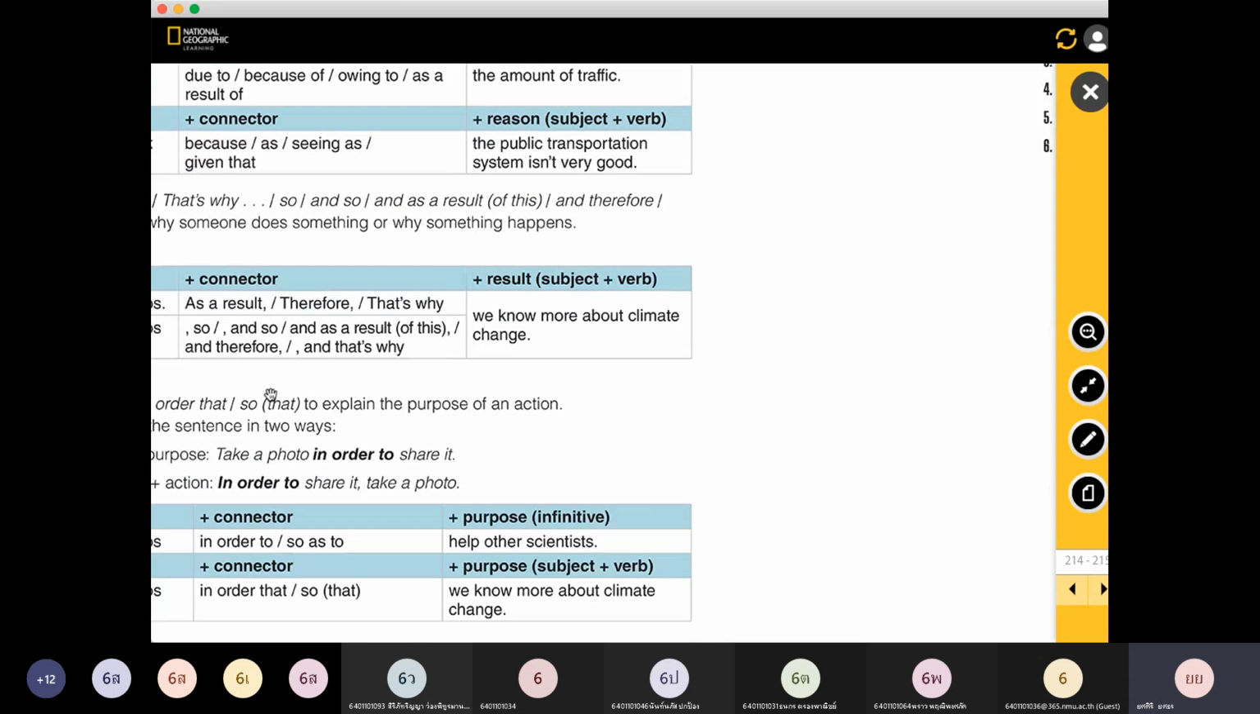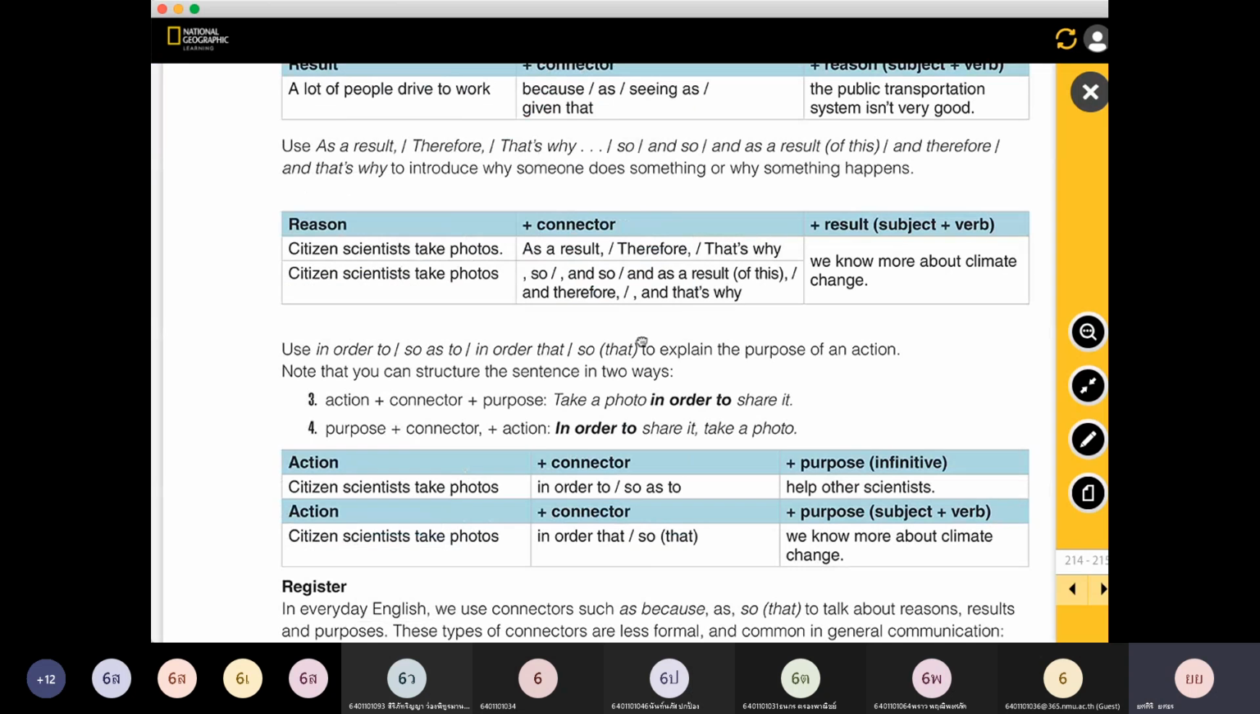And the next one is, as you see here, that you can use this one as well. You introduce the reason first, then use the connector, followed by the result. By using this one, you put the reason first, and then you use the connector with the result, like as a result, therefore, that's why. But it depends on this as well. If you use as a result, therefore, and that's why, you just have to end the reason first, and then you use the connector at the beginning of the new sentence.